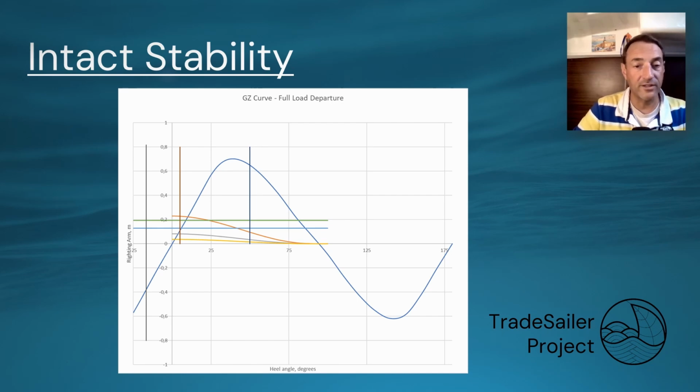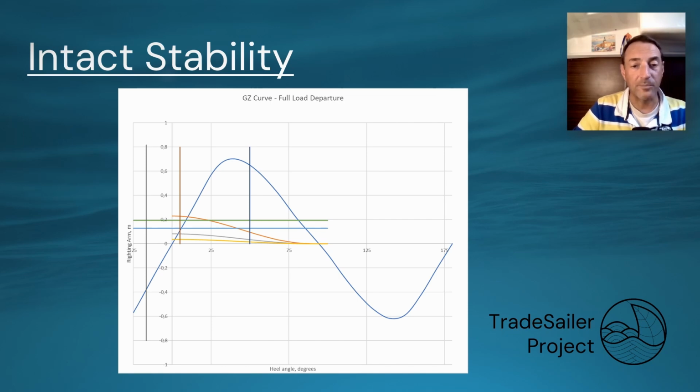Okay, let's have a look at the intact stability. So here's the GZ curve, we call that the wave curve. It's basically we heel the boat over from 0 degrees heel to 180 degrees, and we measure the resistance it gives against heeling, which is shown here as the righting arm. So it's the resistance moment divided by the displacement, which gives this curve.